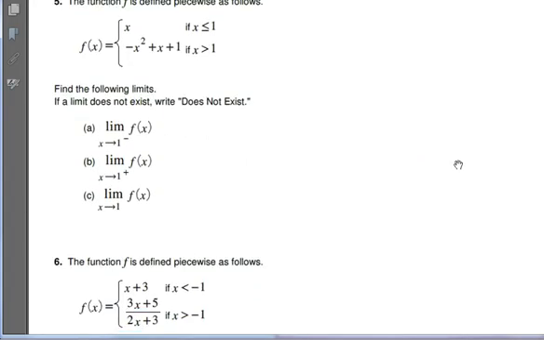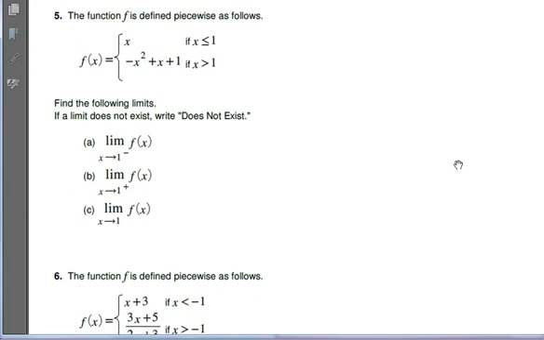All right. So of course, not everything's that nice. Sometimes you have these guys, piecewise functions, sort of if-then functions. So f of x equals x if x is less than or equal to 1, and it equals negative x squared plus x plus 1 if x is greater than 1. So let's kind of think about this.